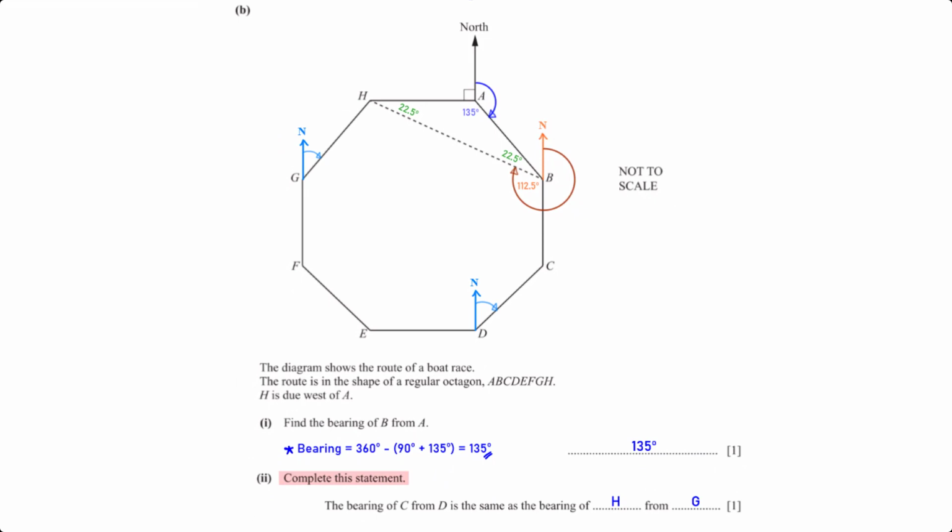Complete this statement. The bearing of C from D is the same as the bearing of blank from blank. On the diagram, we see that CD and GH are parallel. This means the bearing of C from D is the same as the bearing of H from G.